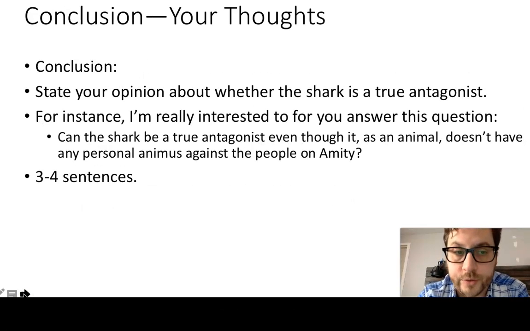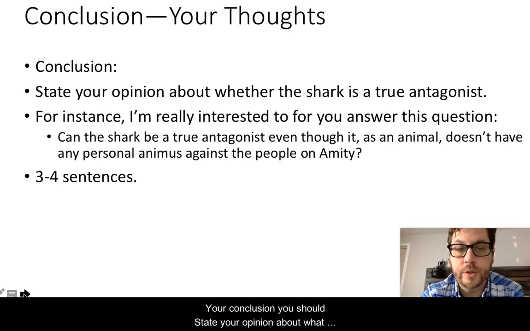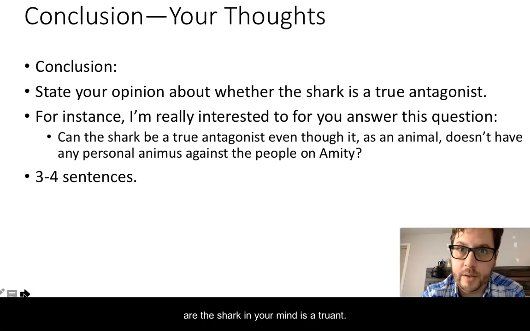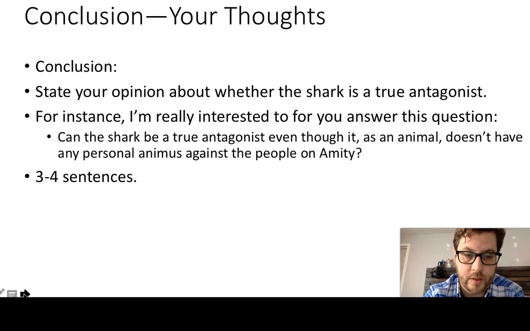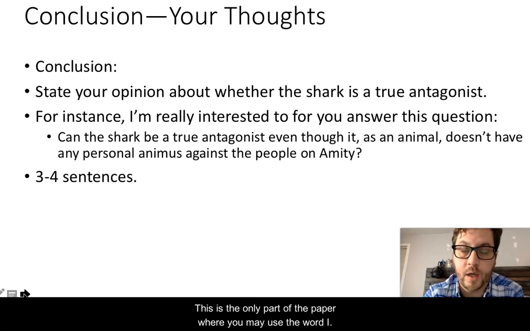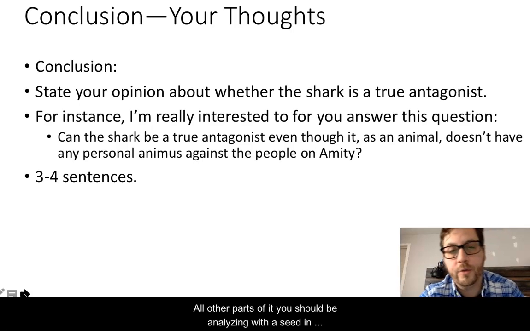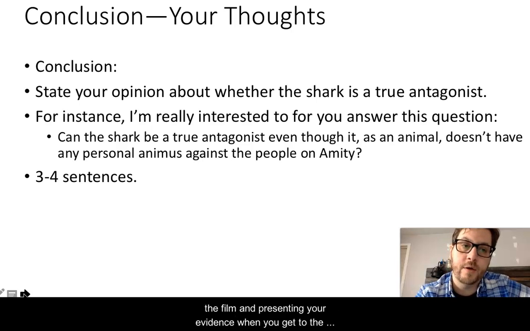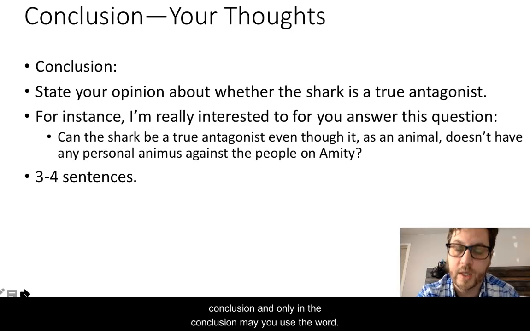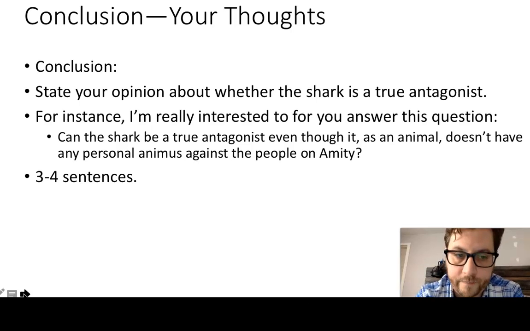Finally, the conclusion. Right? In your conclusion, you should state your opinion about whether the shark, in your mind, is a true antagonist. Right? This is the only part of the paper where you may use the word I. All other parts of it, you should be analyzing what is seen in the film and presenting your evidence. When you get to the conclusion, and only in the conclusion, may you use the word I.